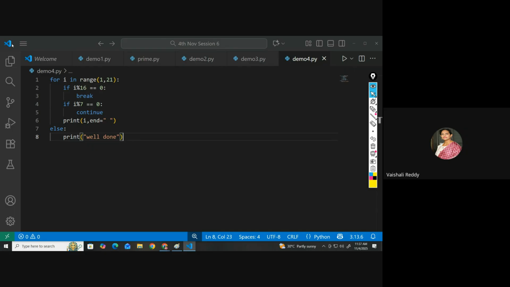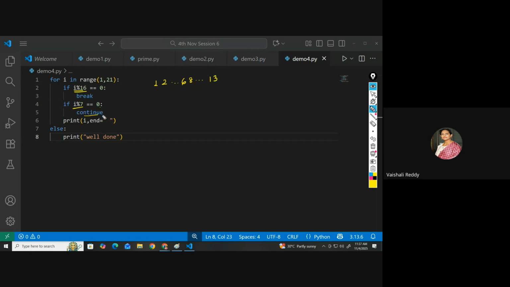Everybody is able to understand or not? See, first of all, is it divisible by 16? No. So it will come over here. 1 mod 7 is not 0. So 1 will be printed, 2 will be printed up to 6. The moment it is 7, 7 is divisible by 7. So continue. That means skip. So 7 will not be printed. 8 onwards, it will be printed up to 13.